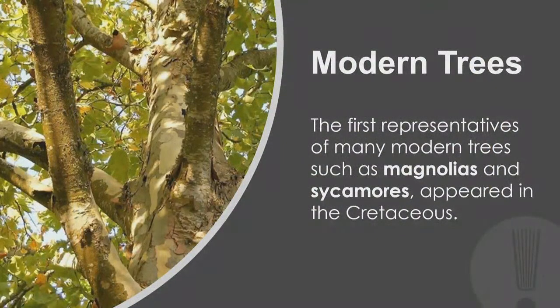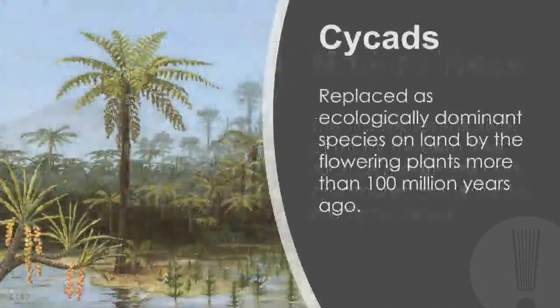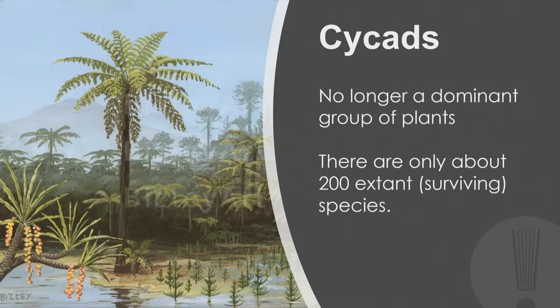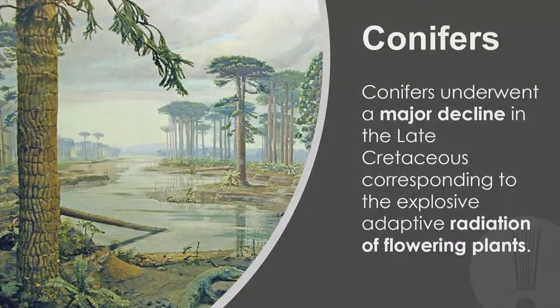The first representatives of many modern trees, such as magnolias and sycamores, start to appear in the Cretaceous. Cycads were replaced by flowering plants about 100 million years ago, as far as being the most ecologically dominant. Flowering plants tend to take over. There are only about 20 surviving species of cycads today. Conifers underwent a major decline in the late Cretaceous, corresponding with the explosive adaptive radiation of flowering plants.